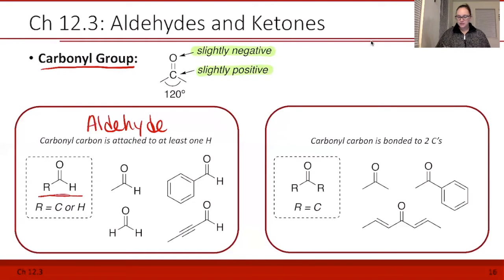Additionally, when we have our carbonyl carbon bonded to 2 carbons, that is called a ketone. Make sure you spell that correctly. This is where you have the carbonyl and an R group on either side, where R has to be carbon. Here are a couple examples of ketones. You can have double bonds next to it, or even triple bonds next to it as well. Those are still called ketones.